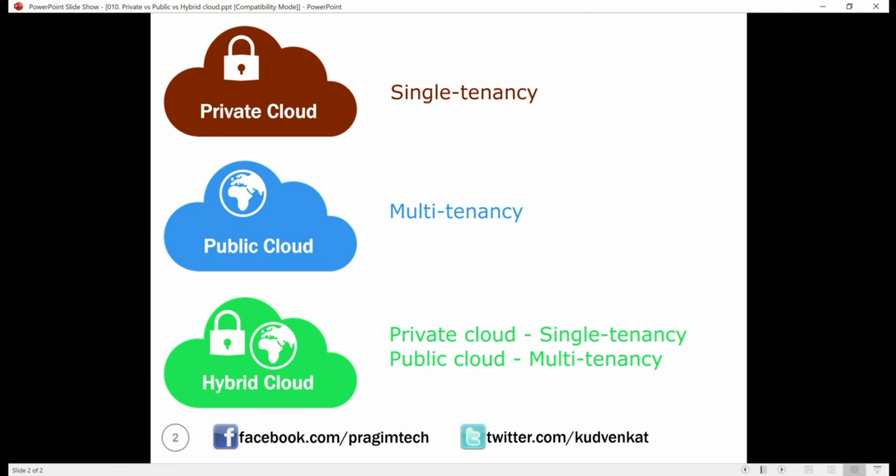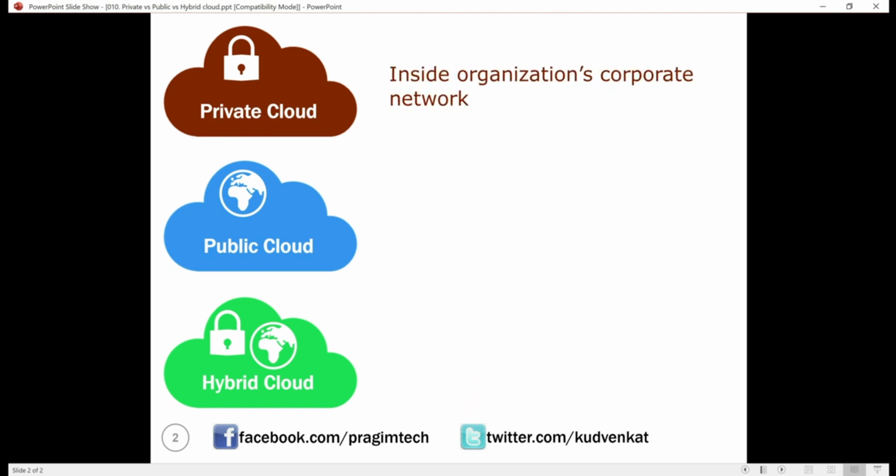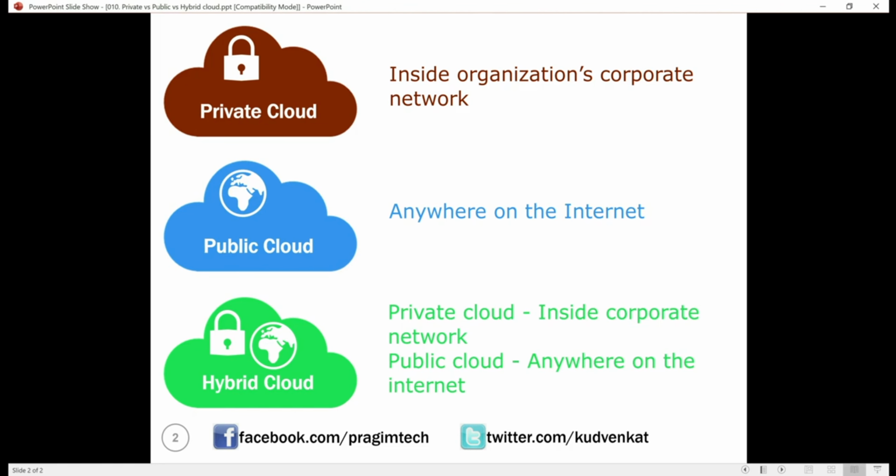Data center location. Inside the organization's corporate network, anywhere on the internet. Public cloud data centers, like AWS and Azure, for example, are typically located in many countries across the entire world. The private cloud data center is typically inside the organization's corporate network, and the public cloud data center could be anywhere on the internet.